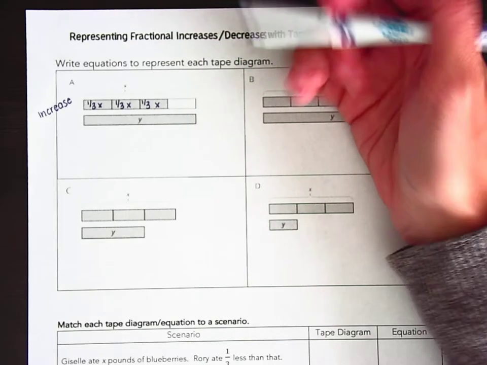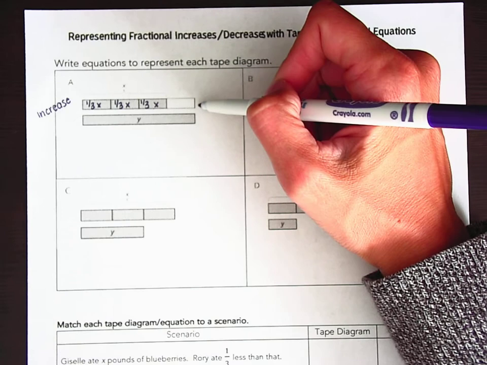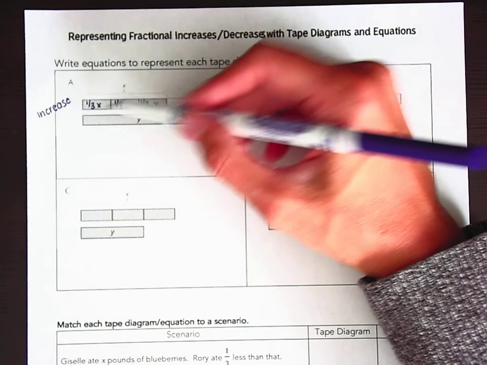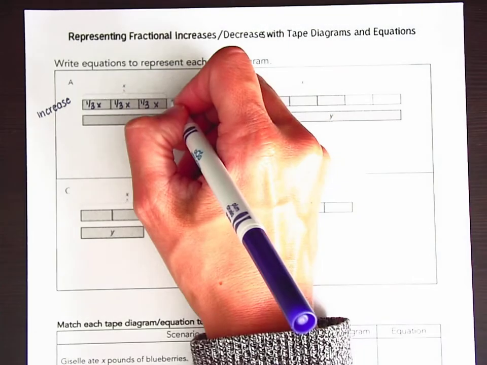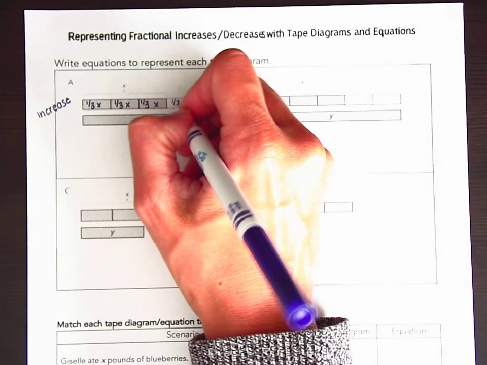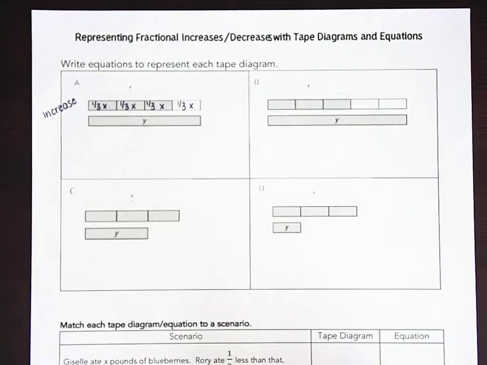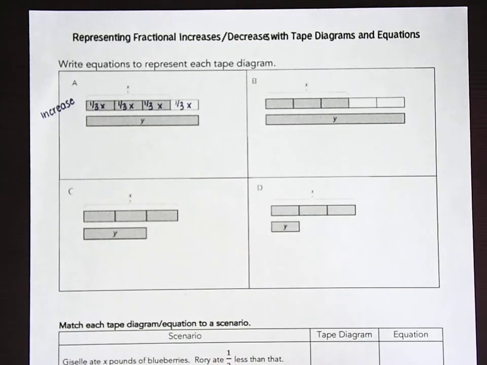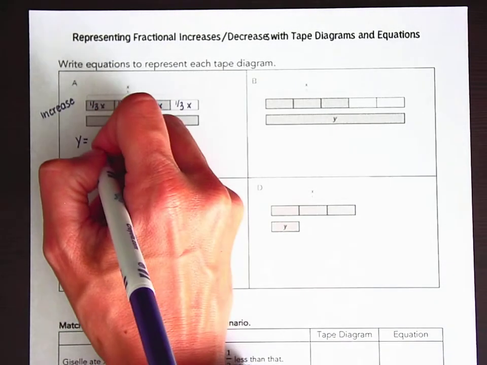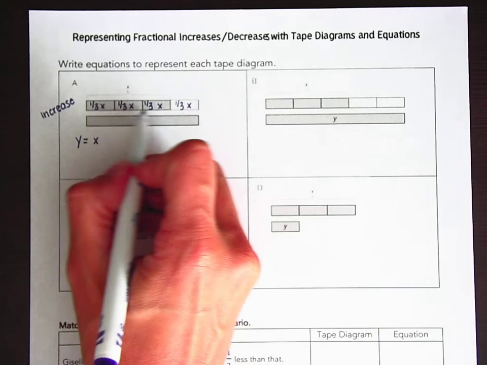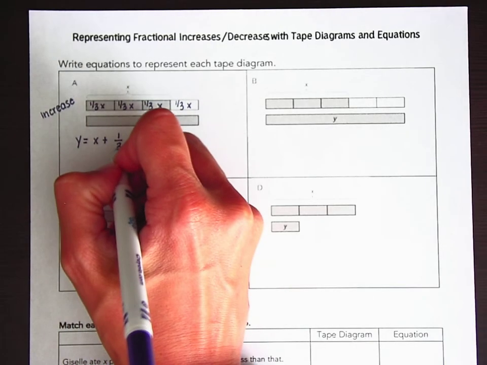So we see one box that's the same size is being added to this tape diagram to make this top bar the same as y. So we know that 1/3 of x is being added to 1 whole x in order for it to equal y. So an example of an equation that would represent this is y is equal to that 1 whole x, these three boxes, plus another 1/3 of x.